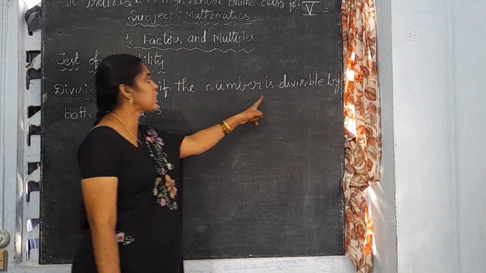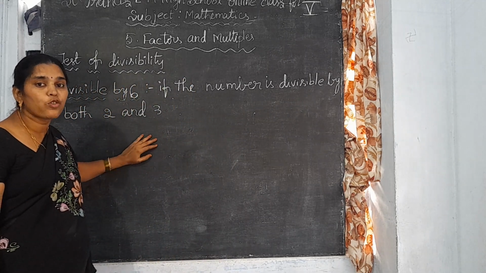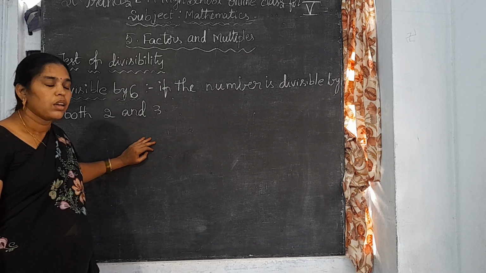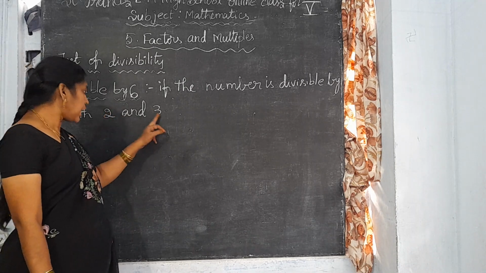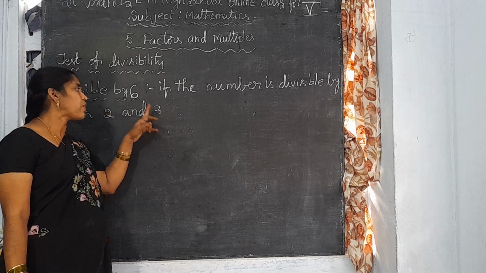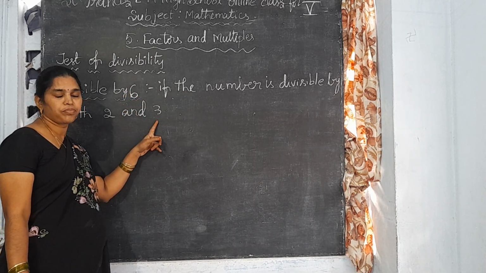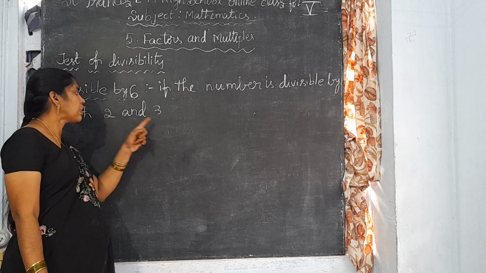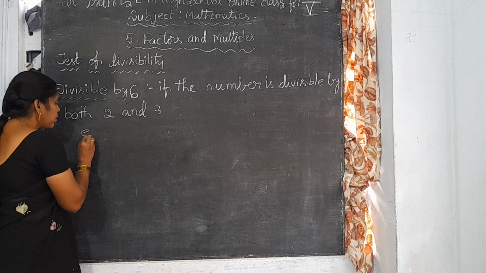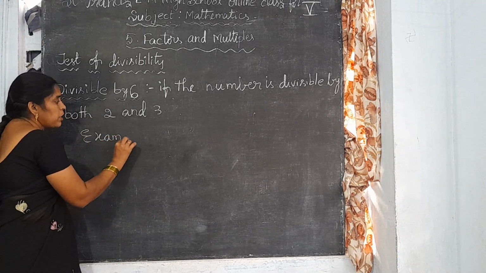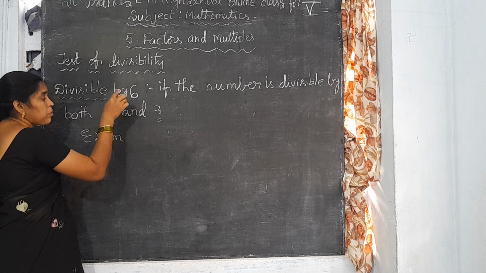Now divisible by 6. If the number is divisible by both 2 and 3, then the number is divisible by 6. That means for any number you take, if 2 and 3 are factors of that number, then only it is divisible by 6. For example, you check the divisibility rules of 2 and 3. If both are satisfied, then only the number is divisible by 6.